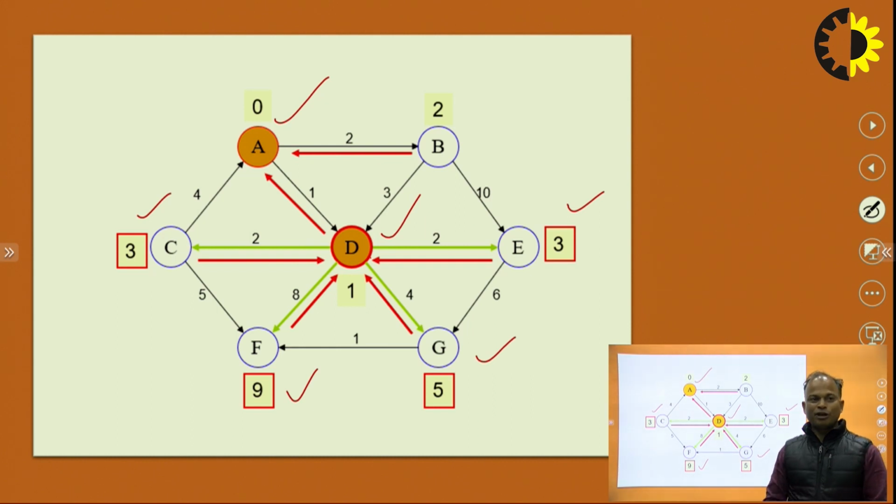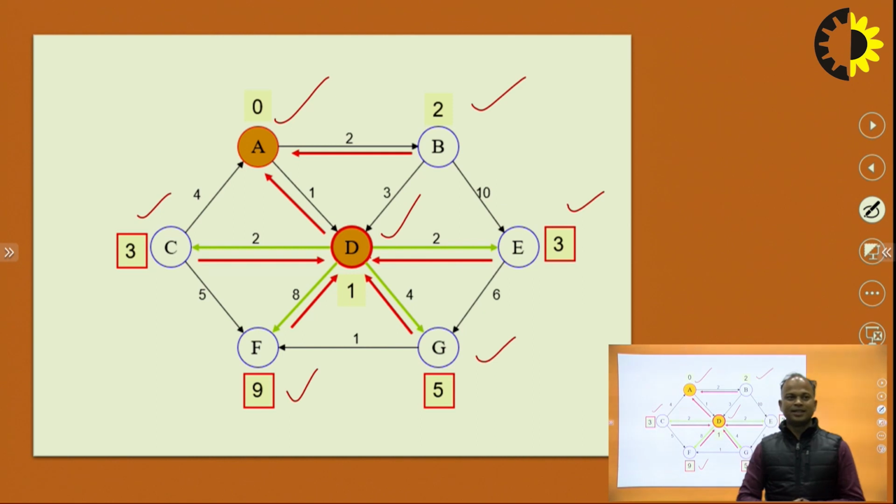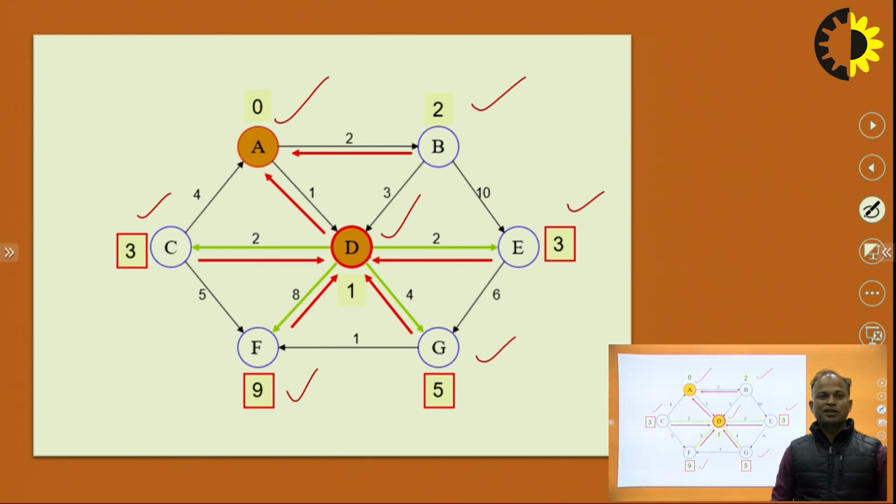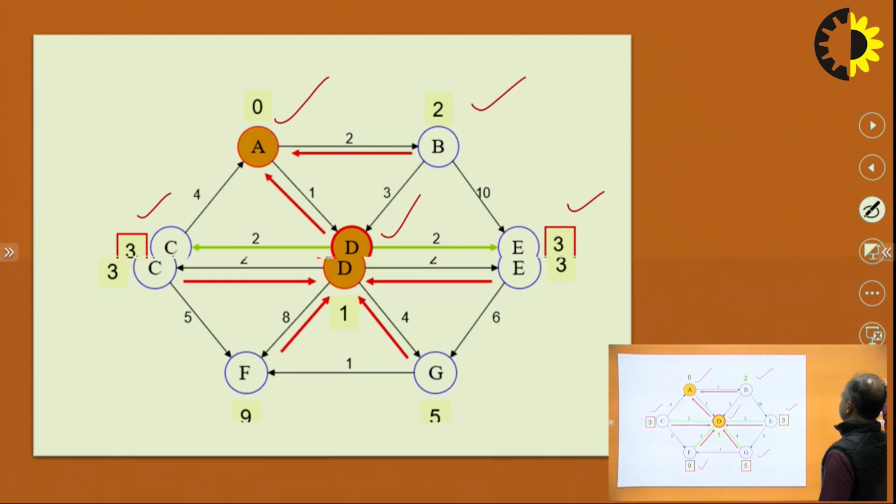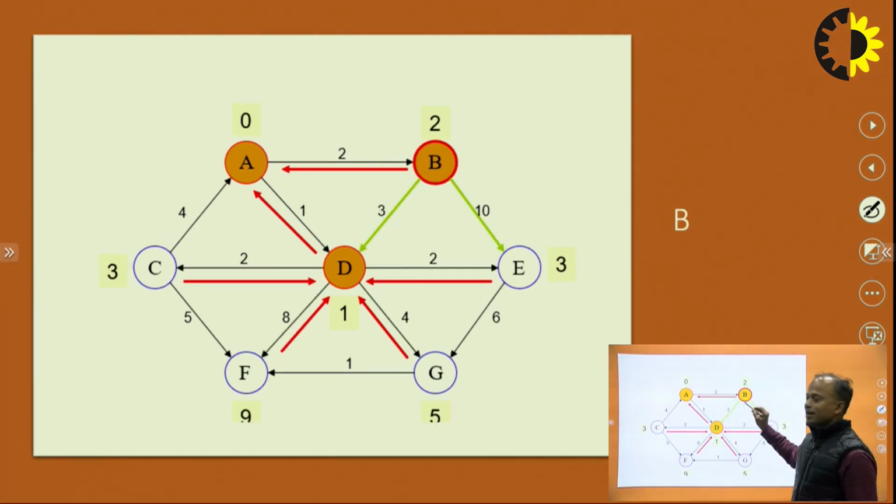So the minimum one is 2, because this is 2, this is 3, 5, 9, 3. So the minimum one is 2. So we need to work on B because this value is the minimum. Now vertex B will be explored. Yeah, we are exploring vertex B here. We have taken vertex B here, and the adjacent vertices of B are D, E.